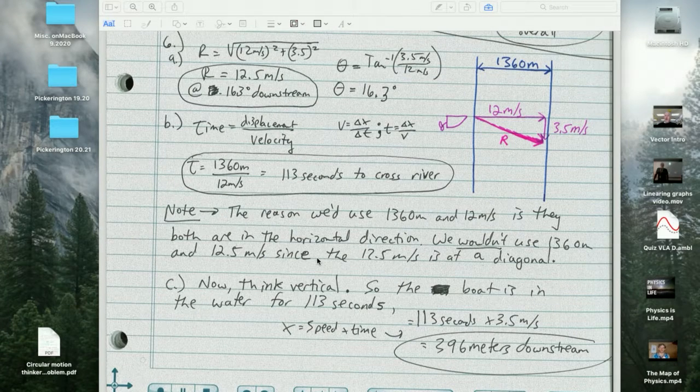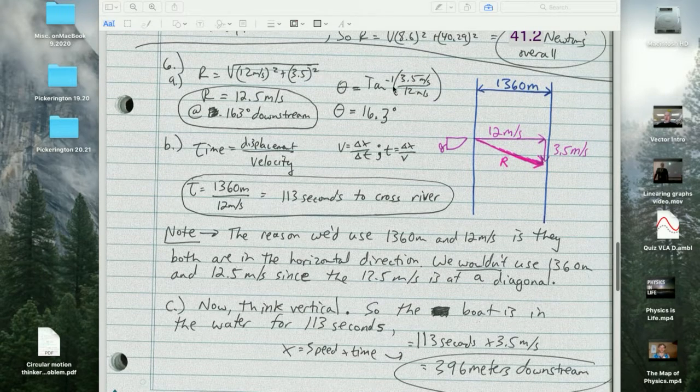At any rate, this is a person whose motorboat is steaming due east at 12 meters per second. So that's my little boat. And the river has a downward stream current of 3.5 meters per second. If the boat is heading due east, or directly across, I want to find its resultant. So I'm going to draw the boat's velocity and the river's velocity tip to tail. My resultant is going to be going to the southeast. So using Pythagorean theorem and trigonometry, I get that it's going 16.3 degrees downstream, and that it's going 12.5 meters per second.